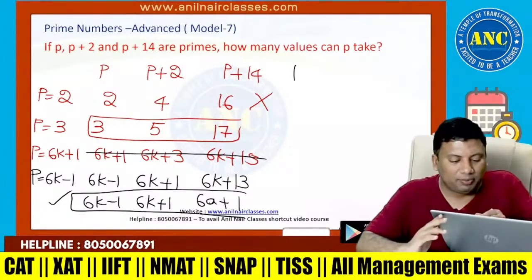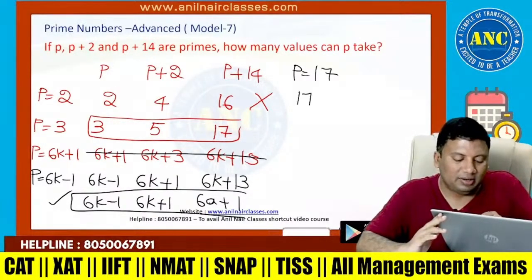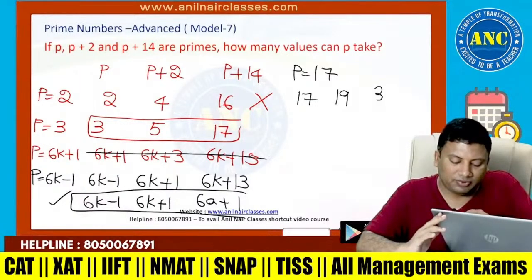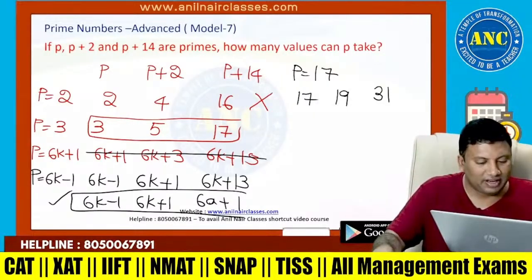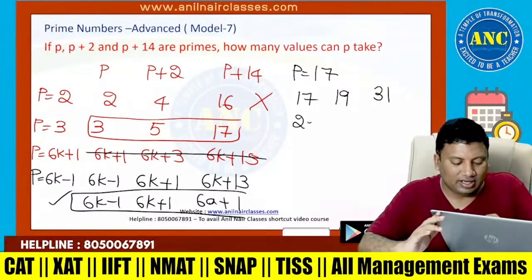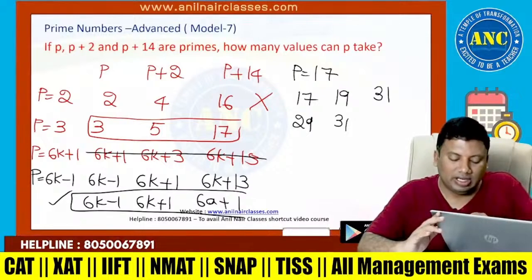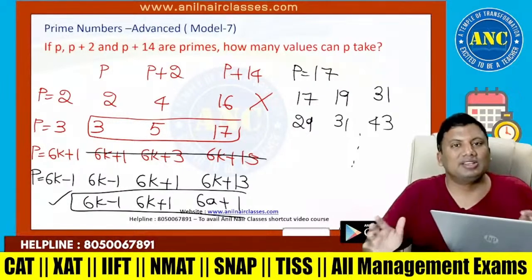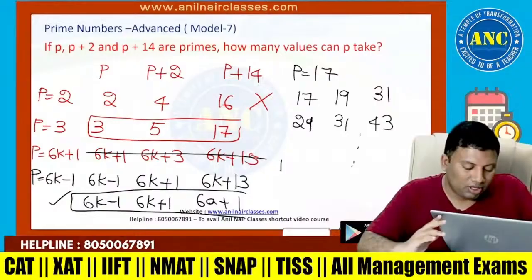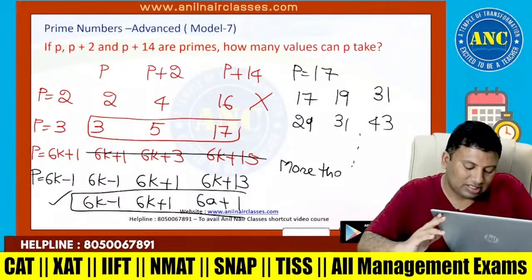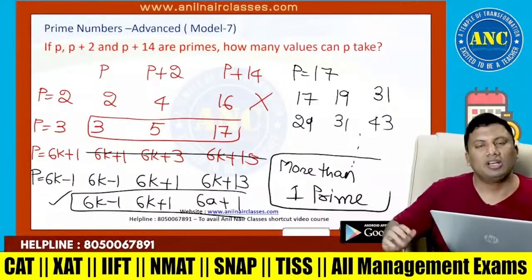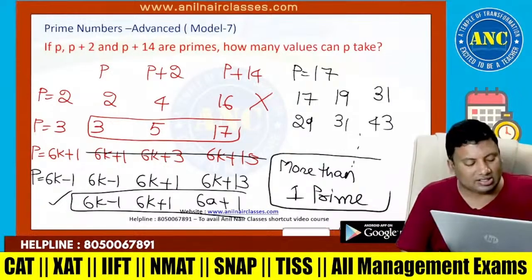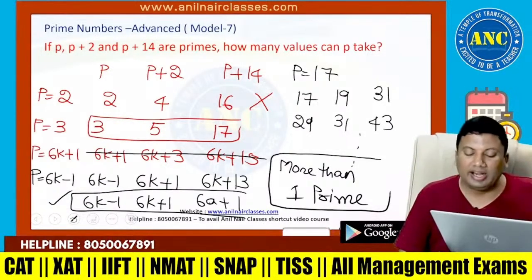Let us see. If p is 17, 17 plus 2 is 19, 17 plus 14 is 31: 17, 19, 31. This is the case. Suppose I take 29, 29 plus 2 is 31, 29 plus 14 is 43. This is another one. There exists more than one prime number which will satisfy this condition. Each and every question, kindly revise it as many times as possible so that this subtopic will be over. 6k minus 1, 6k plus 1 and 6a plus 1. I hope the idea is clear.